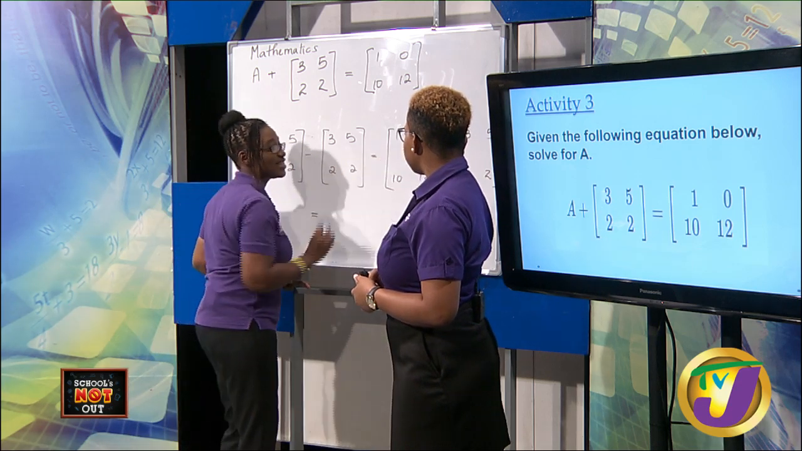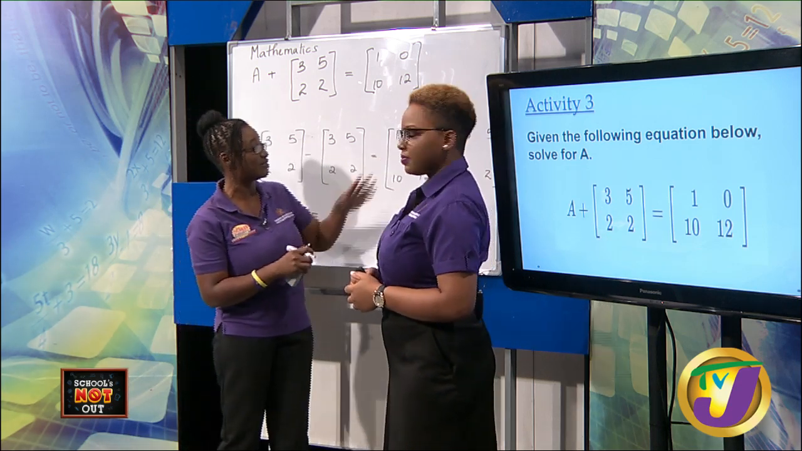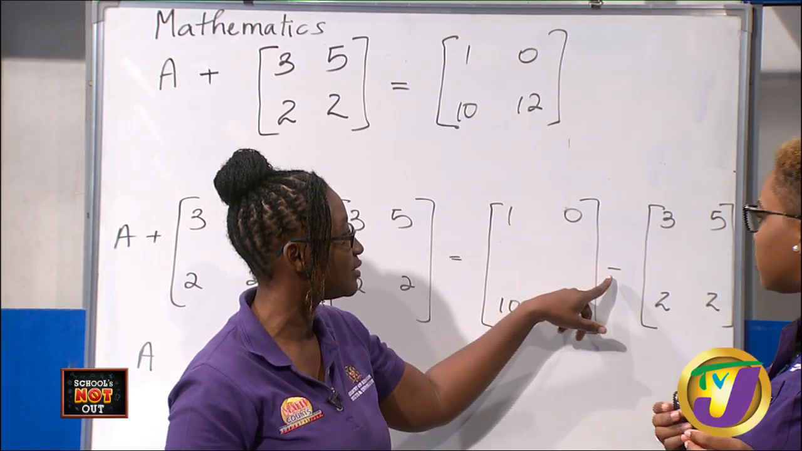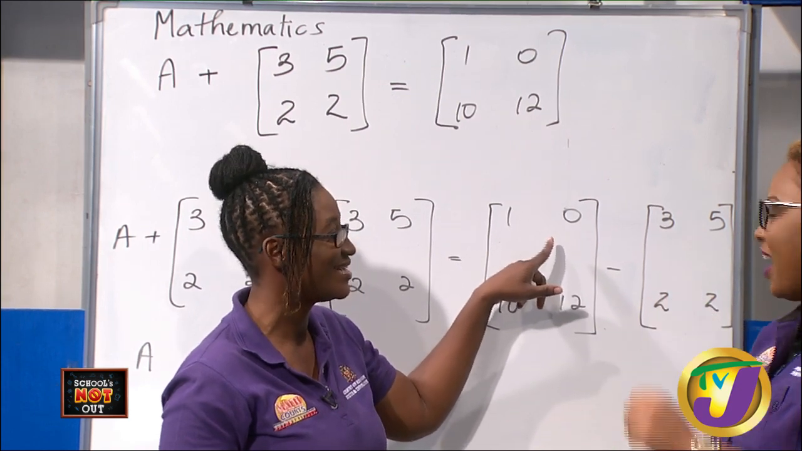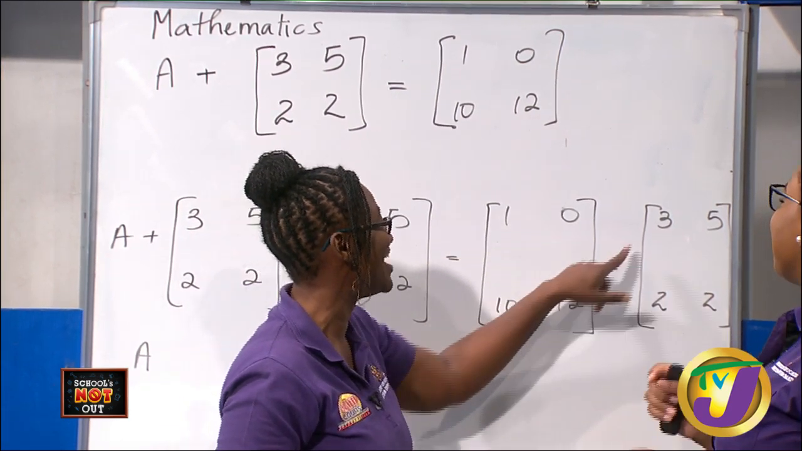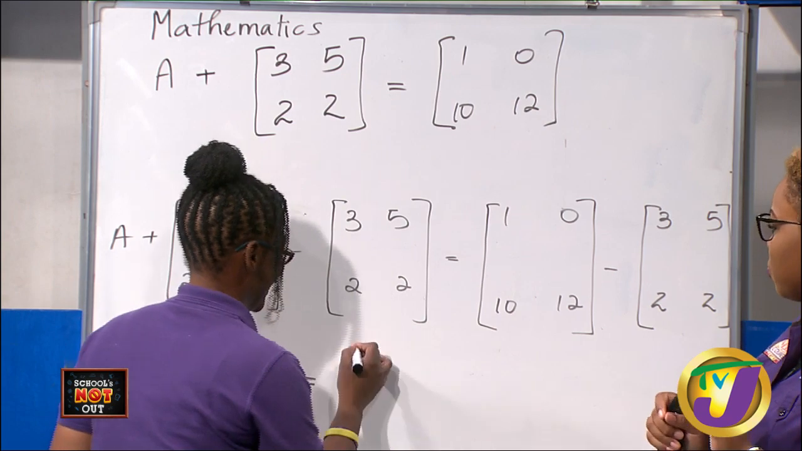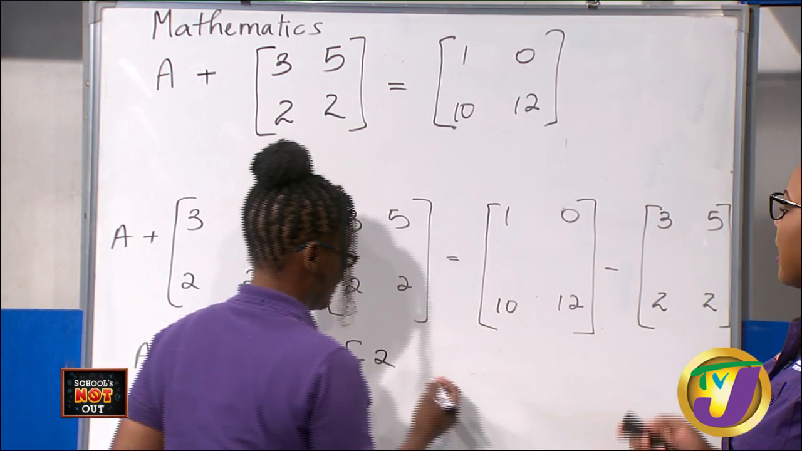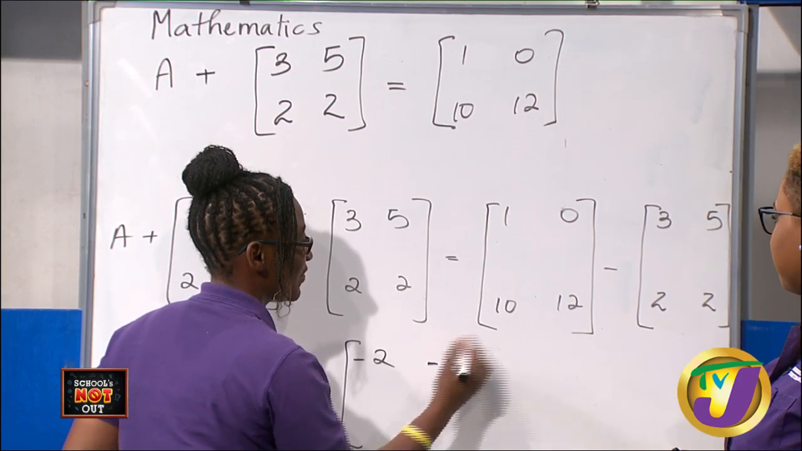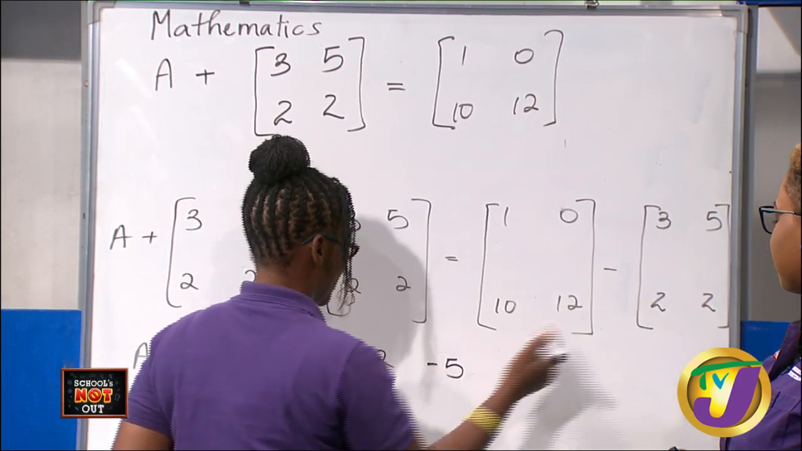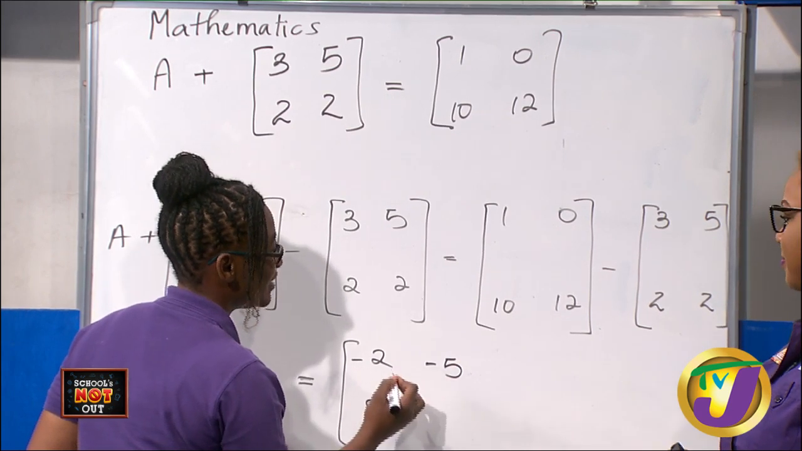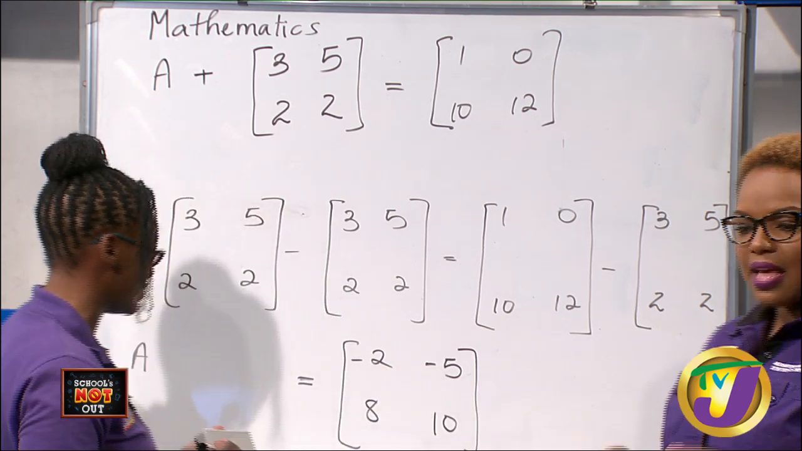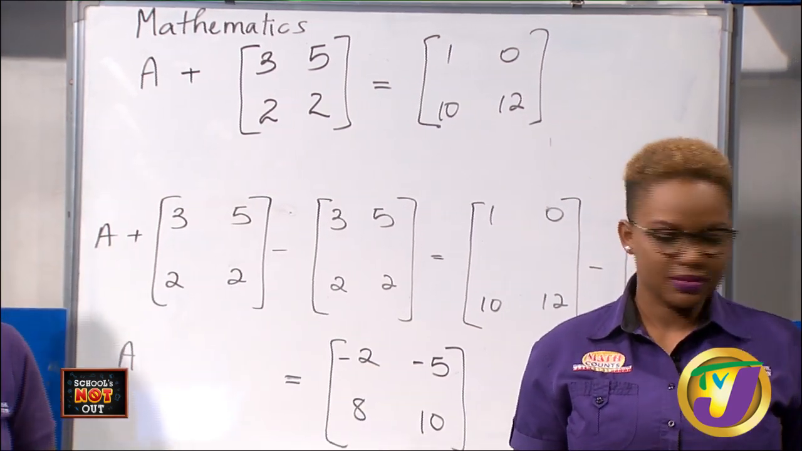Right. So we're checking this side now. Don't have enough space to write it out, so let's verbalize it for our viewers. We're looking at the corresponding elements. 1 minus 3 is negative 2. 0 take away 5 is negative 5. 10 take away 2 is 8. And 12 take away 2 is 10.